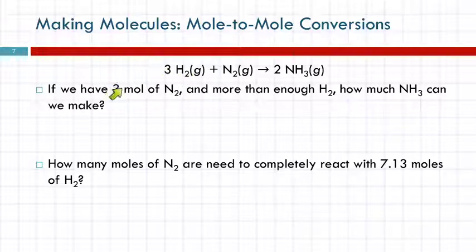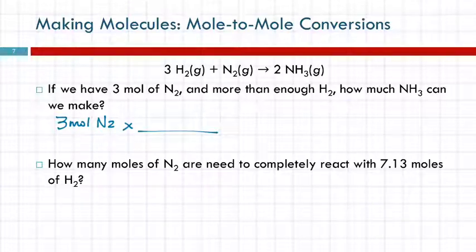Same equation. If we have 3 moles of nitrogen and plenty of hydrogen, how much ammonia can we make? Well, you might be able to do this one in your head as well, but let's write it out. So we're starting with 3 moles of nitrogen. And we want to know how many moles of ammonia. So this is the unit we want, and we need to divide by this unit, moles of nitrogen, so those units cancel out.